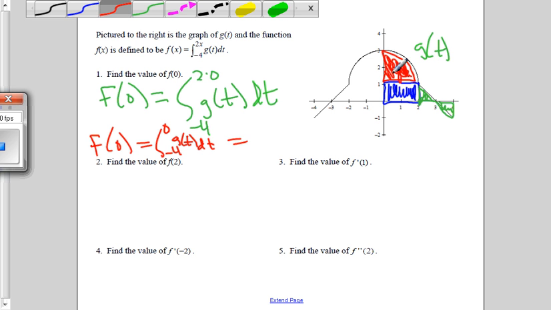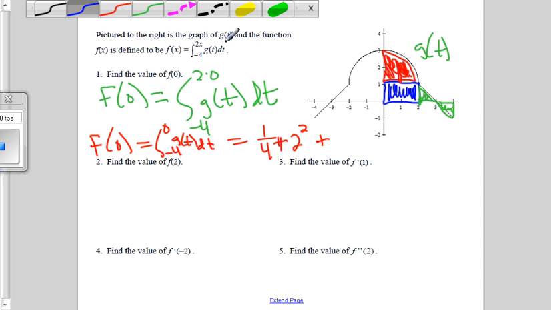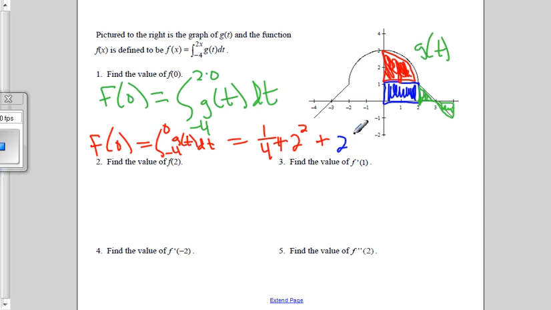Okay, so in the red, I have a quarter circle with a radius 2. So that's going to be 1/4 pi r squared. And the radius was 2, so it'll be pi times 2 squared. Then we're going to add to that the blue, which is a rectangle, which is 2 by 1. And so 2 times 1.